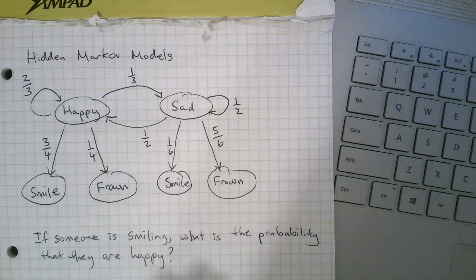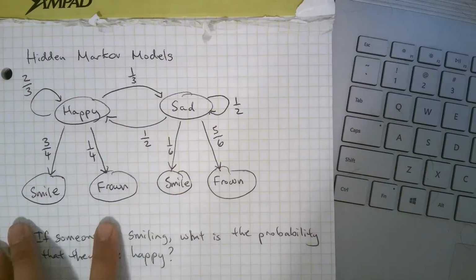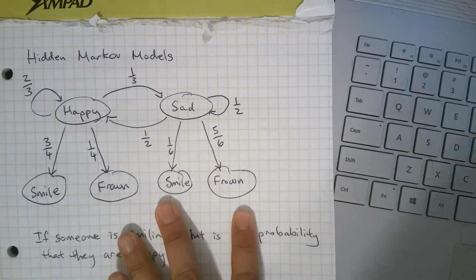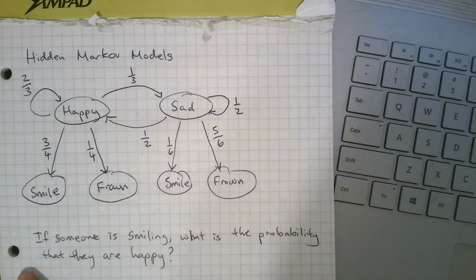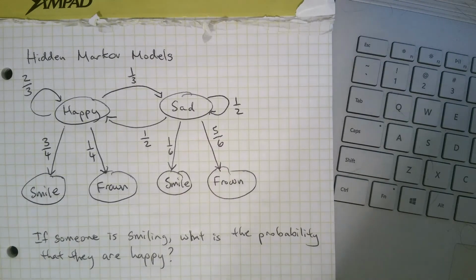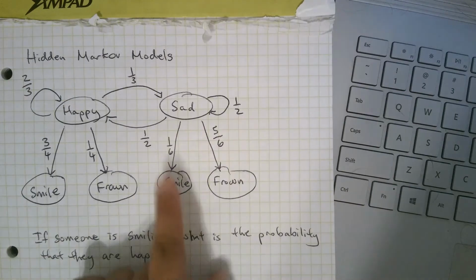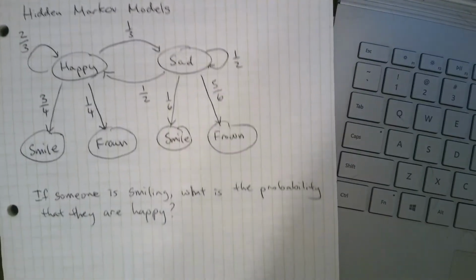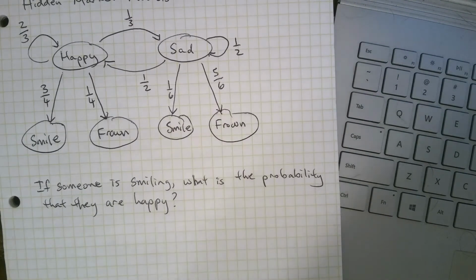You can't observe their emotions. You can observe whether they're smiling or frowning. So one thing you might ask is, if someone is smiling, what's the probability that they're happy? Probably pretty high. This sad thing isn't happening too often. Okay, how would you answer that?